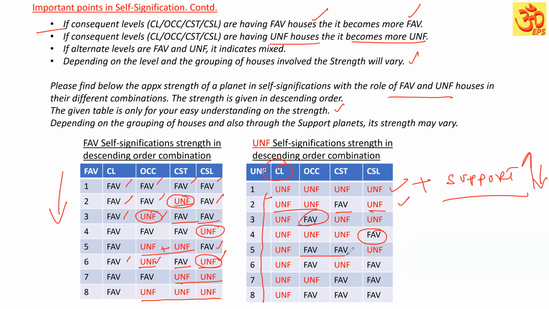Here consequent levels favorable are present, so it is stronger than this one. Here alternate levels favorable. Then you can see the 7th rank and 8th rank. The 7th rank is CST and CSL all favorable, and the 8th rank has 3 levels. Only the source planet CL is unfavorable, and OCC, CST, and CSL are all favorable. It means it is not unfavorable. It is moving towards favorable only. So unfavorable strength is very little in this combination.